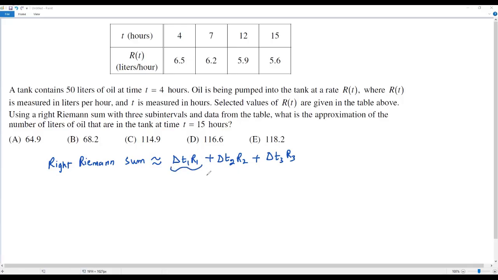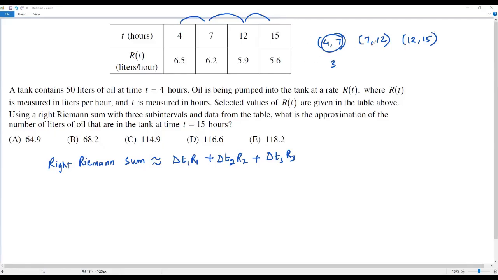So this is the result for the first subinterval, this is the result for the second subinterval, and this one is for the third subinterval, because we have 3 subintervals. Okay, when I go over the data in the table, we have 3 subintervals. The first one is from 4 to 7. The second one is from t equals 7 to 12. And the third one is from t equals 12 to t equals 15. The time duration in the first subinterval is 3 hours.